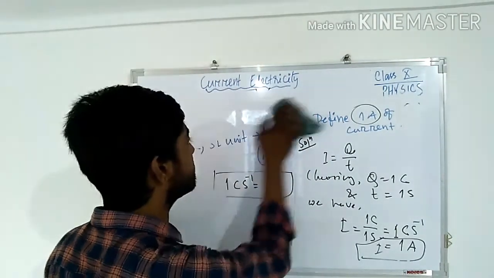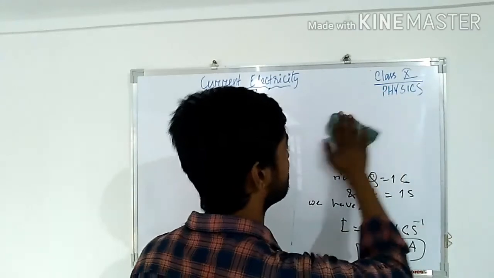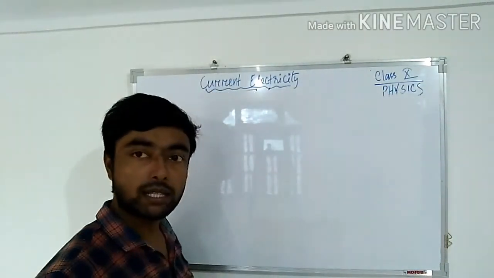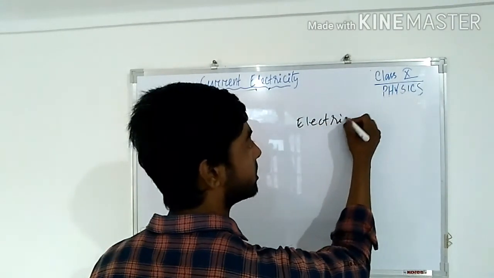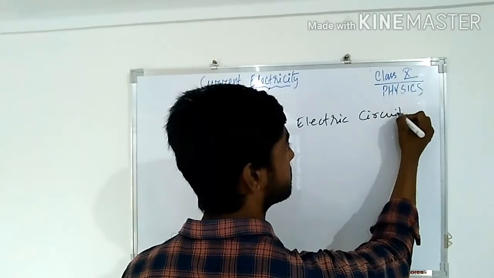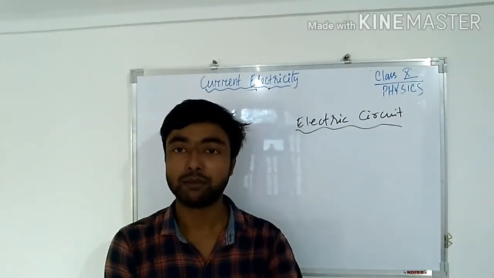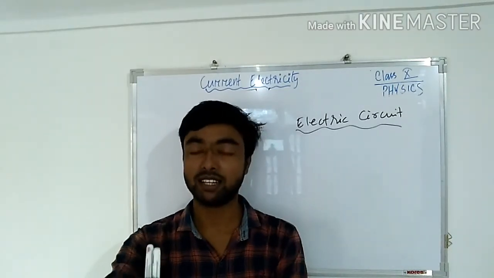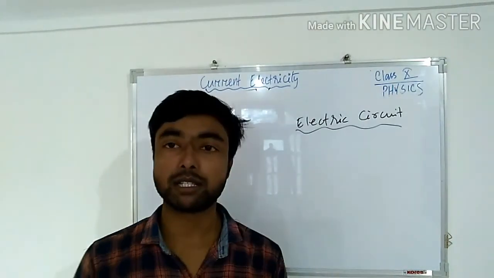Okay, I will finish today's class after explaining this electric circuit. Electric circuit. This is not the circuit of लगे रहो मुन्ना भाई MBBS circuit. This is not that circuit. This is electric circuit. Now you see how a circuit is made.